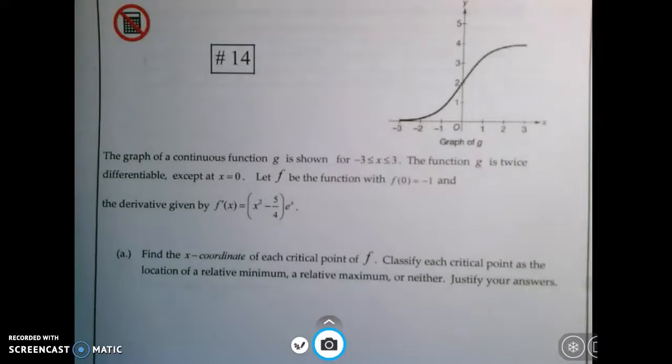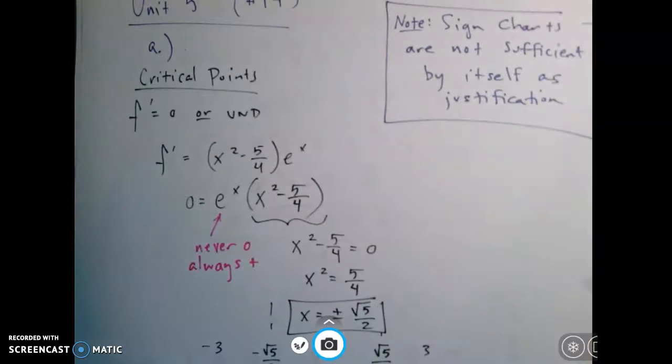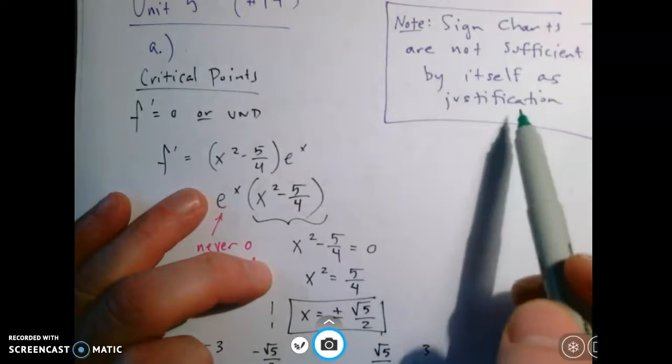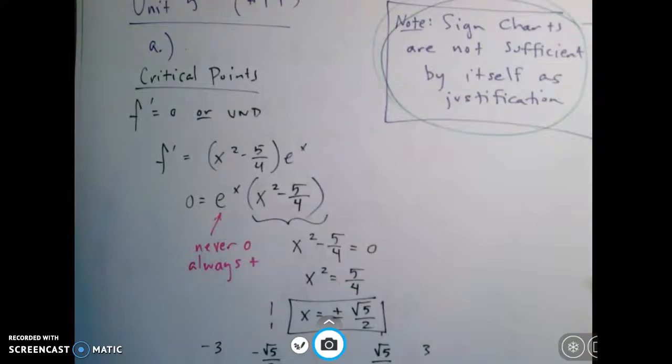And the first question, part A, is find the x-coordinate of each critical point of f. Classify each critical point as a location of a relative min, relative max, or neither. Justify your answers. Okay, so the first thing we need to make sense of is this statement right here. Sign charts are not sufficient by themselves as justification. That does not mean we don't use a sign chart. It just means we can use a sign chart to make understanding of it for ourselves. We just need to use different notation and different explanation after the fact.